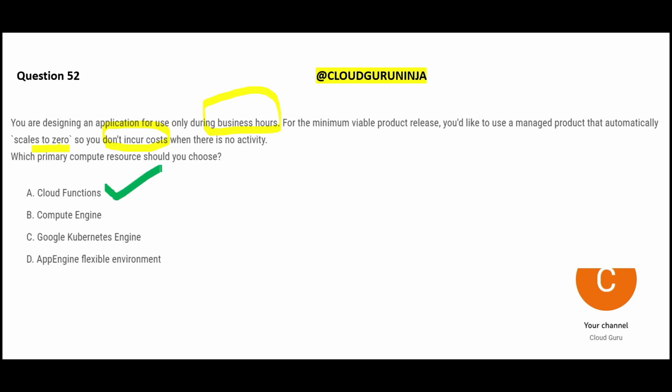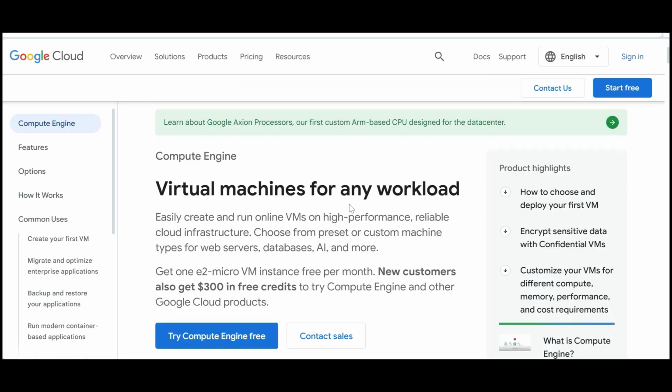But then you might say, why not Compute Engine? Compute Engine is virtual machines for any workload. You can easily create and run online virtual machines, which are high performance, reliable cloud infrastructure. That means it will attract cost even if you are not using it. Boss, please listen to me again. It will attract cost even if you are not using it. But you want to pay zero cost if you are not using it. That is why this is not a good option.